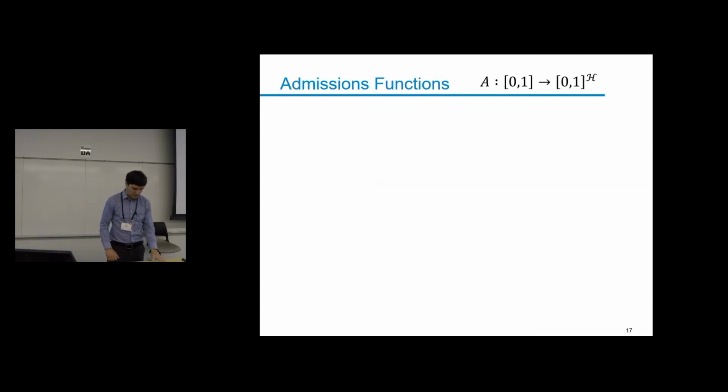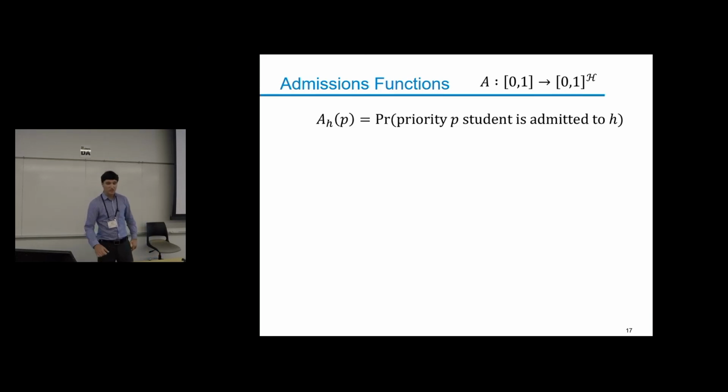So specifically, the cutoff scores I'm going to describe through an admissions function. You can think of A_h(p) as giving, for a given school h, if I have a student that has priority p at that school, what is that student's chance of getting in? This is actually what students want to know in practice, right? My priority is 0.6, or I'm in whatever priority tier. What is my chance of getting in?